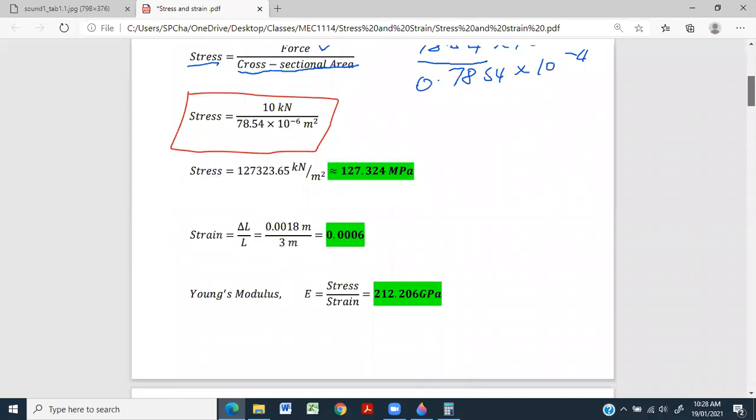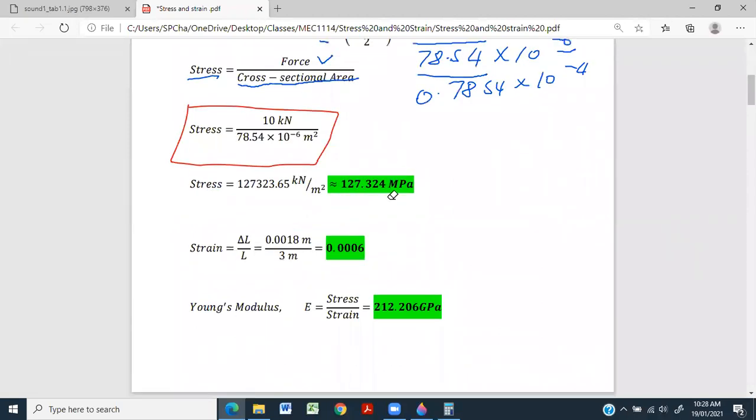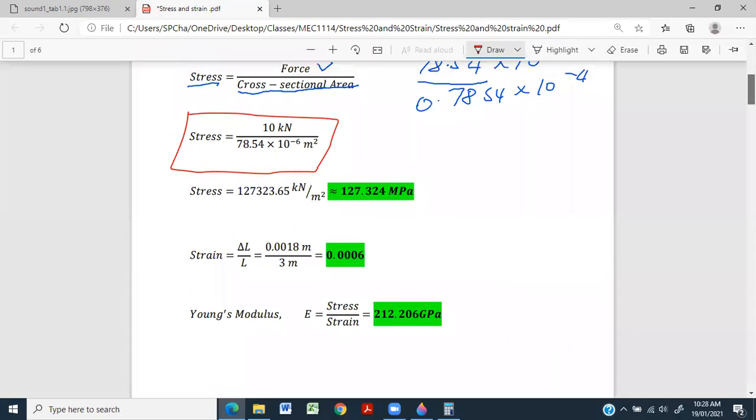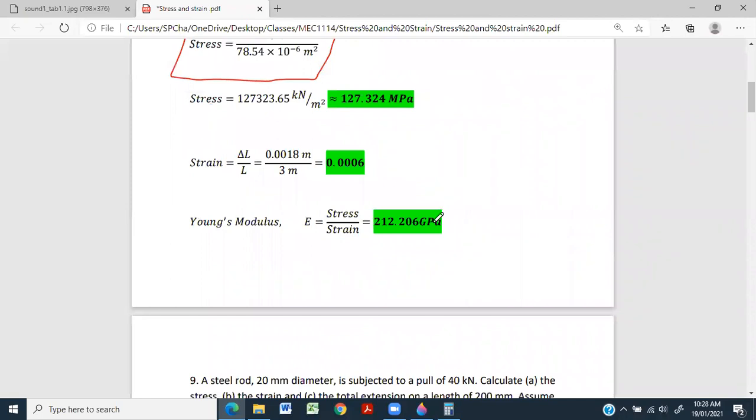So we found stress as 127.324 megapascals, and we know megapascals is just meganewtons per meter squared. Now, again, the question asks us to find Young's modulus. So E is equal to stress over strain. We found stress, but what is strain? Well, strain is the change in length divided by the original length. So what is the change in length?